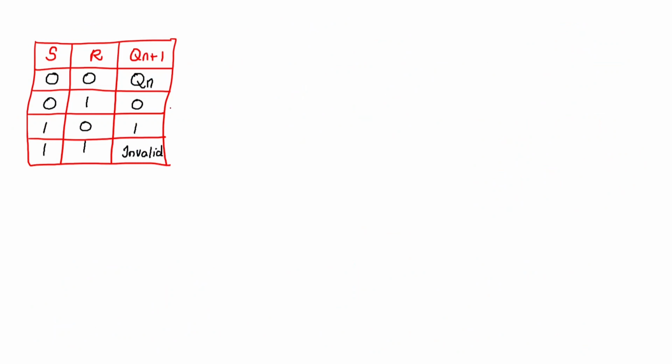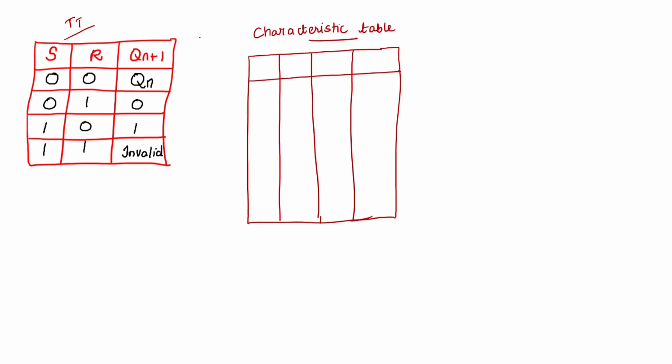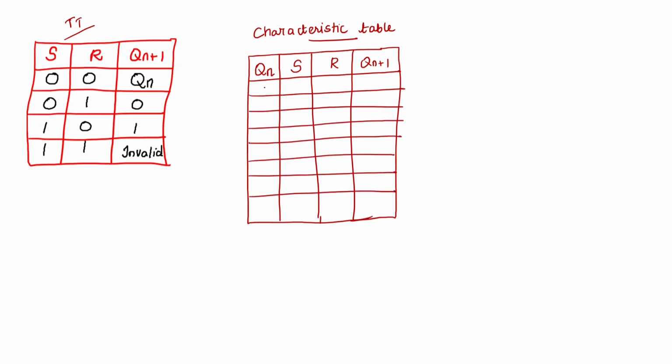Next, I am going to explain how to draw the characteristic table from the truth table. For this, first you have to fill the value Qn, then S and R, then the next state Qn plus 1. Here put the values. For Qn, you have to put the values 4 zeros, then 4 ones.